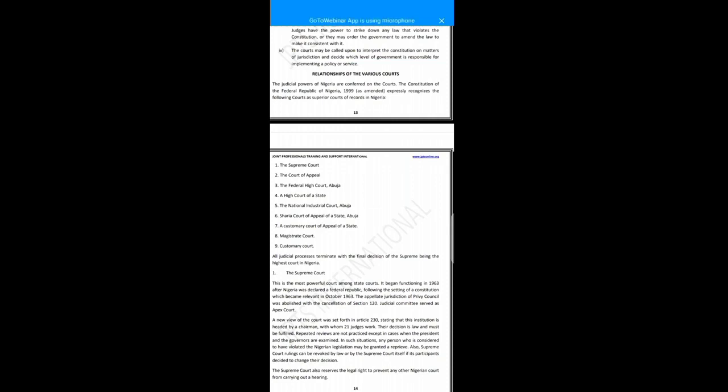So let's look at the Court of Appeal. It has several units located in different regions of the country; they have different centers in the country. The Court of Appeal.